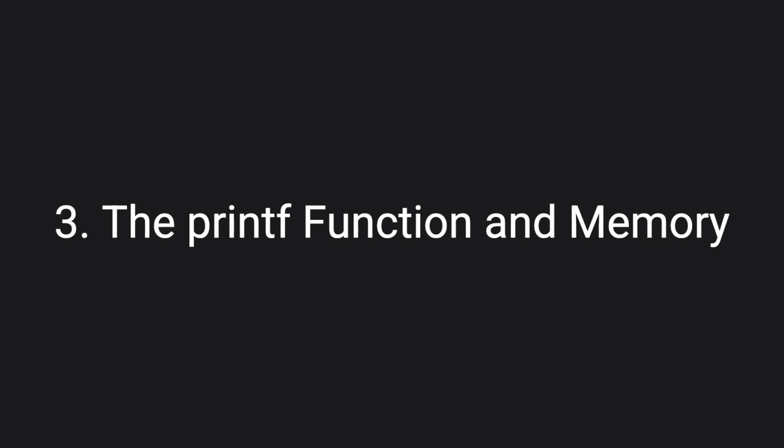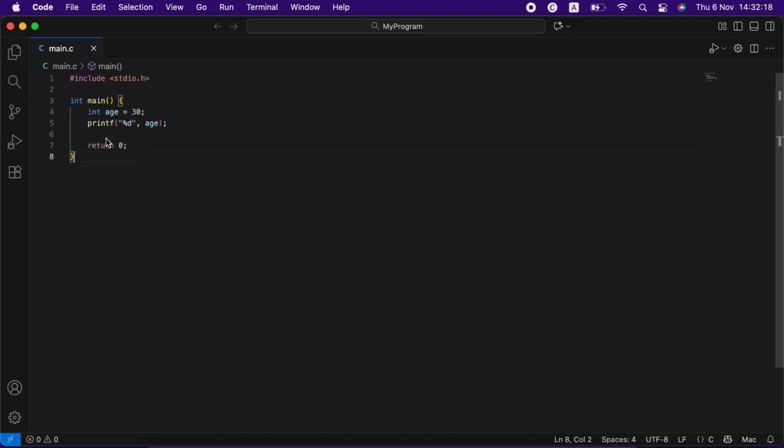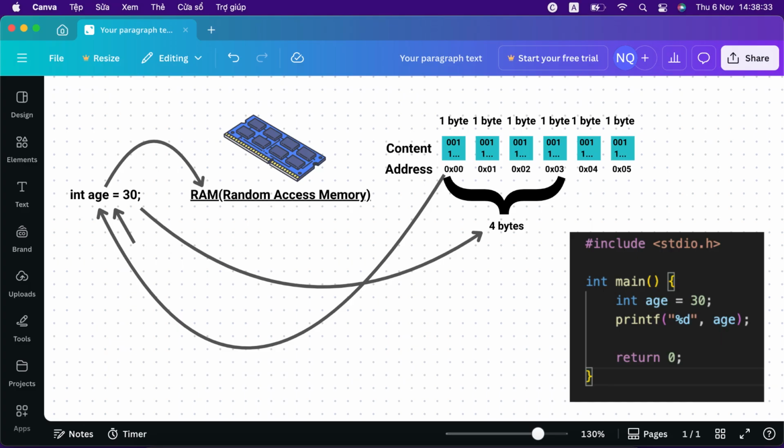Third, the printf function and memory. When we use the variable name age in our code like this, about the age variable, the operating system knows at least 2 things: its first address and its data type. The OS knows the data type of the age variable to be integer, 4 bytes, equals 4 addresses. When it knows what the first address is, it also knows the 3 next addresses from the first address.